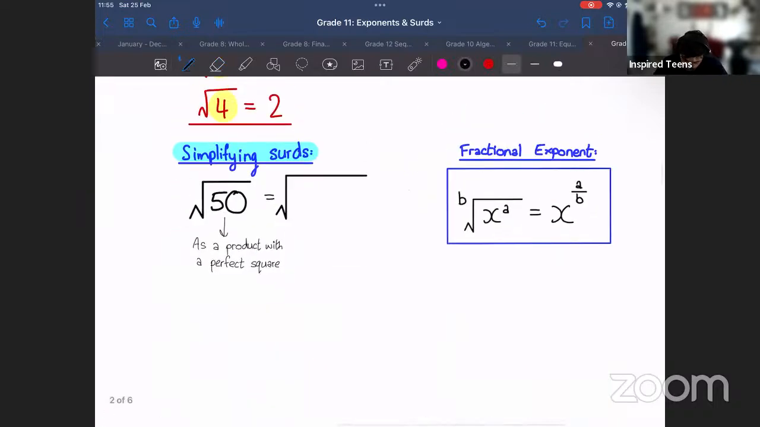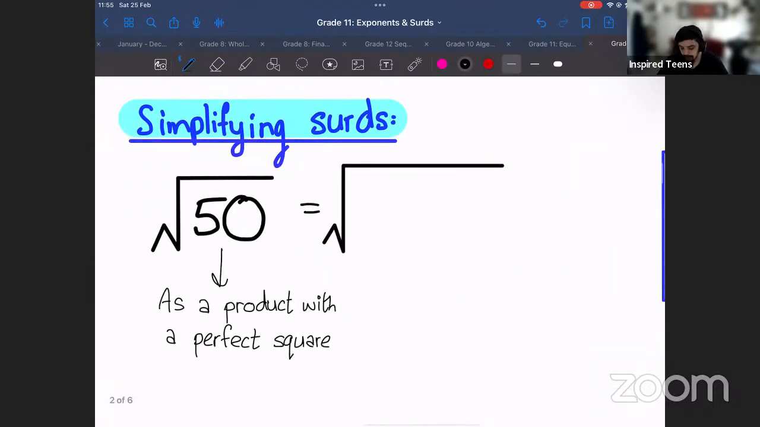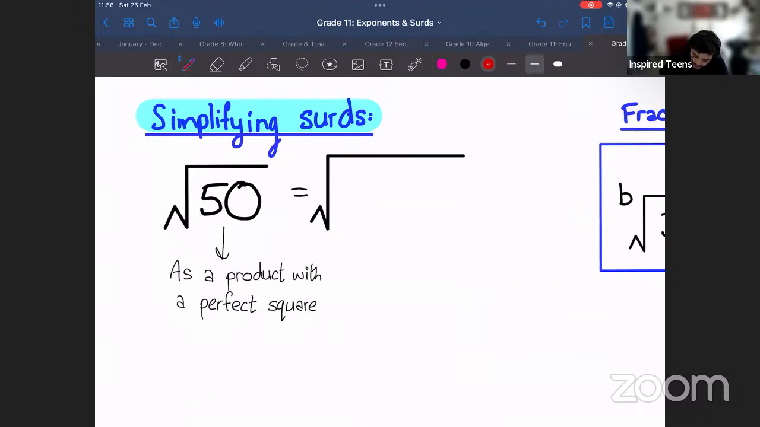So tell me, someone, not in exponential form, just 2 numbers that I can multiply. That's why when I mean product, I need to write a multiplication, and one of those factors needs to be a perfect square. So someone tell me, how can I write 50 as a product with a perfect square? Exactly, brilliant. 25 times 2. So now I can write this as 25 times 2.